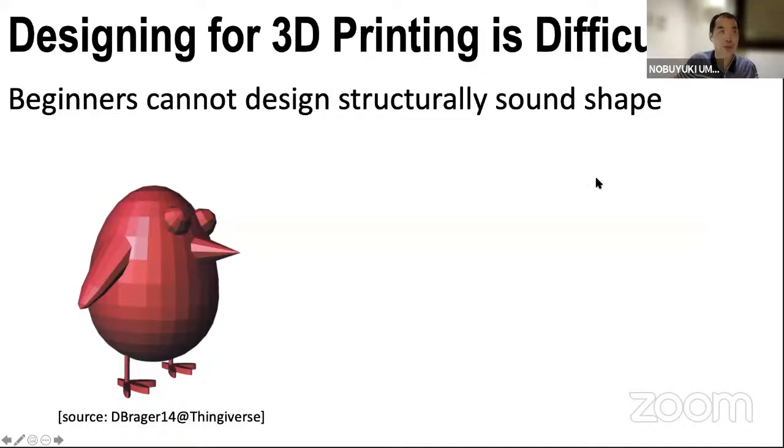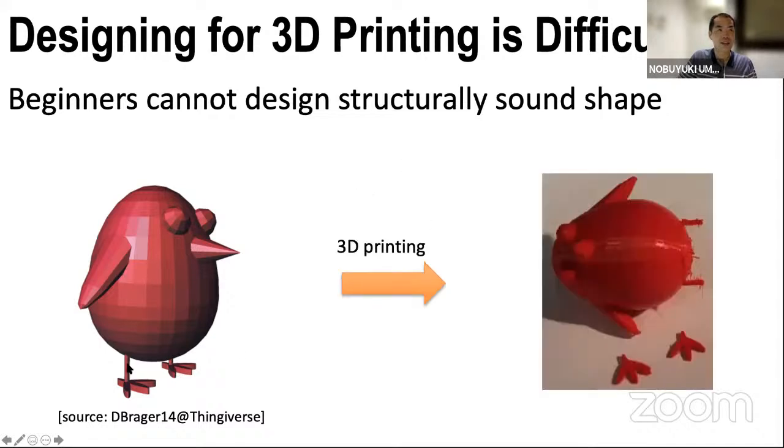Okay, let's move on. Designing a shape for 3D printing is very difficult for novice people. Here is one example designed by ordinary people and shared online on Thingiverse. This penguin looks cool, but after printing, the leg part is too thin, and it broke while I removed the support material.